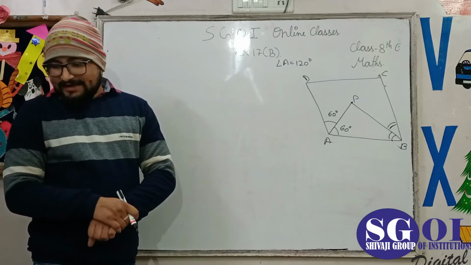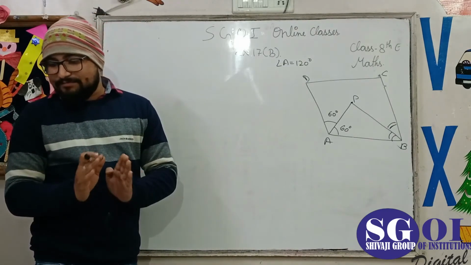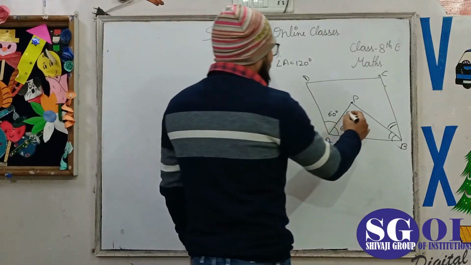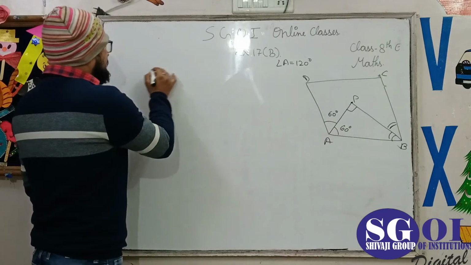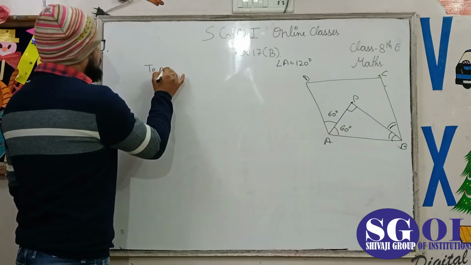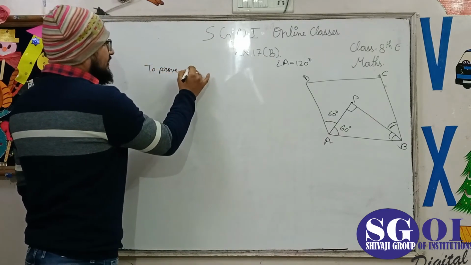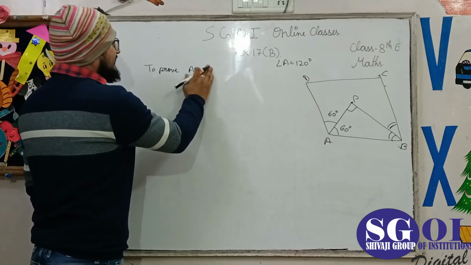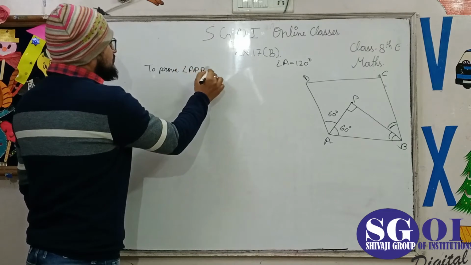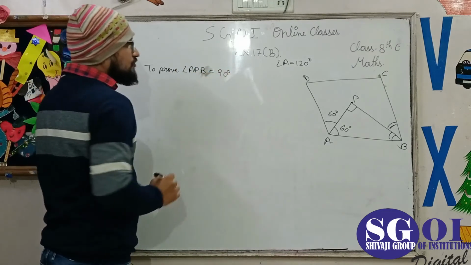Now the question is saying that you have to prove that APB is a right angle. It is saying that you have to prove that this angle APB is a right angle. So we'll be writing, to prove: what we have to prove is that angle APB is a right angle. Angle APB is equal to 90 degrees. This you have to prove.